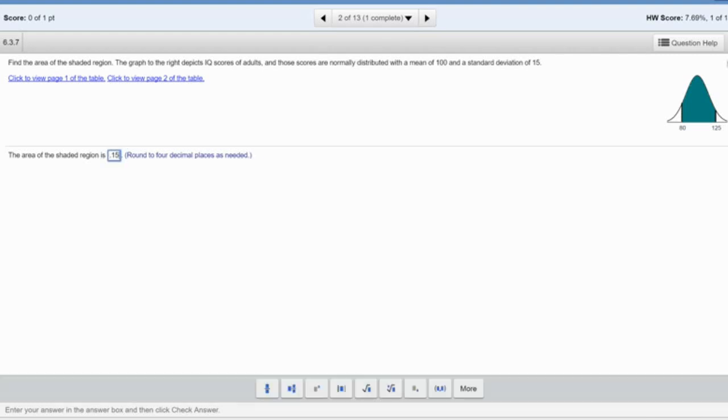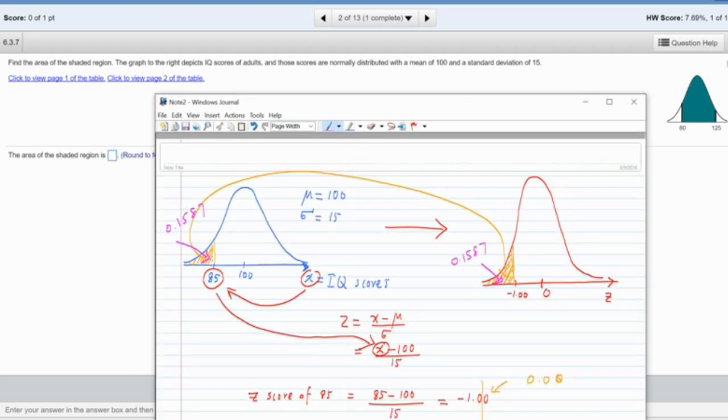Okay, so let's erase that. Now we have a shaded region in the normal distribution, and this shaded region is in the middle. So how are we going to find this area, or find this probability? Right, so let's open this note.